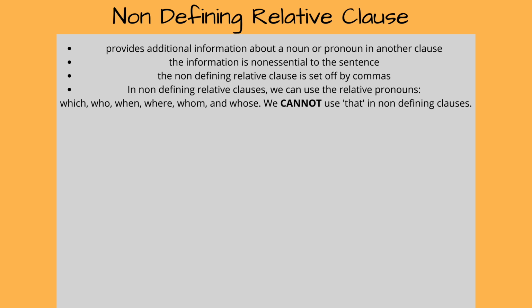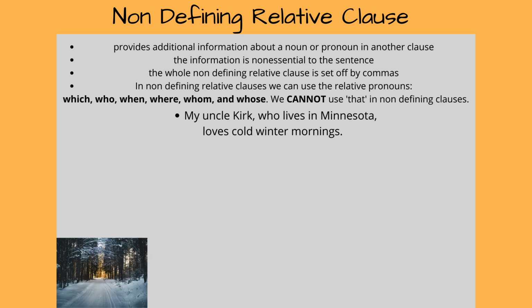So let's take a look at some of the examples used in the very beginning of this video. My Uncle Kirk, who lives in Minnesota, loves cold winter mornings. So you can see where the non-defining relative clause is immediately because it's set off by commas. And it is additional information about my Uncle Kirk, but it's not essential to understand the sentence or to understand who we are talking about. I already said he was my Uncle Kirk. I'm just adding an extra bit of information about my Uncle Kirk that may be helpful.